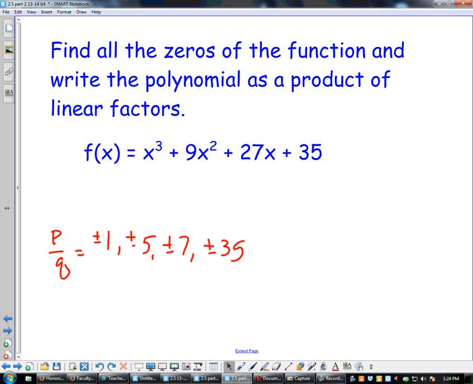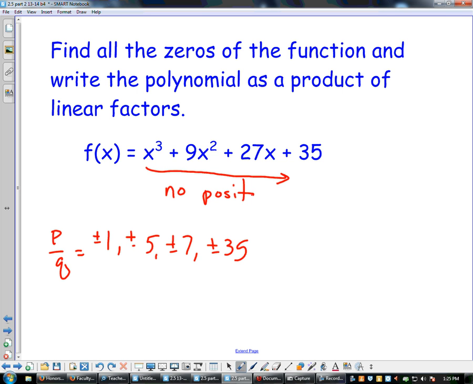So, for example, if we look at the sign changes, I see it starts out positive, but it stays positive, stays positive, stays positive. What does that tell us? It tells us that there are no positive real zeros. It's never going to cross the x-axis to the right of the y-axis. All right, and that was because there were no sign changes in f of x.